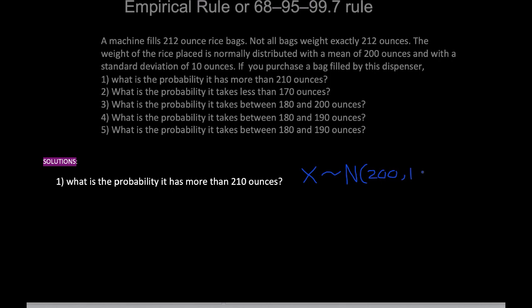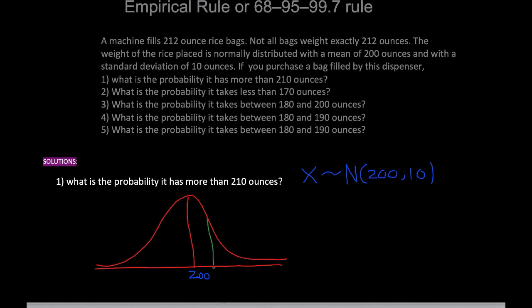And standard deviation 10. We will draw the density curve for this problem. It is normal, so this is the density curve, which is bell shaped and symmetric about the mean, which is 200 in our case. Then they are asking more than 210 ounces. So 210 is greater than 200, therefore it should be somewhere over here. So I will take this point as 210.